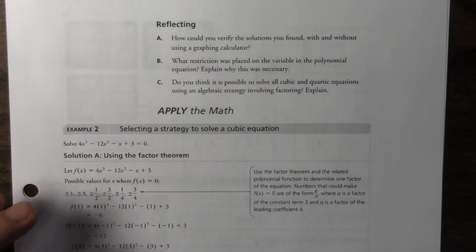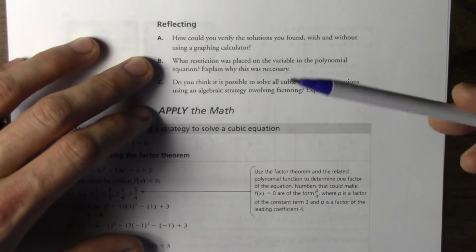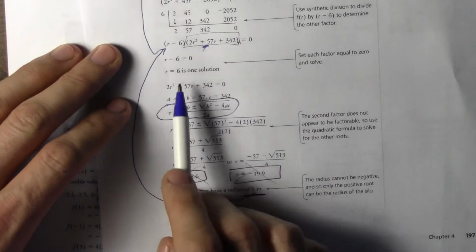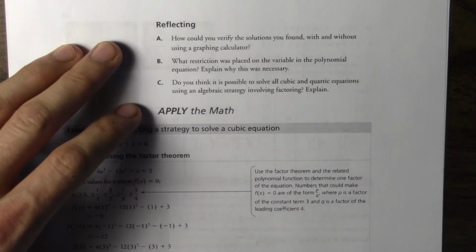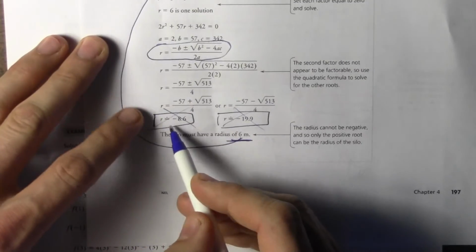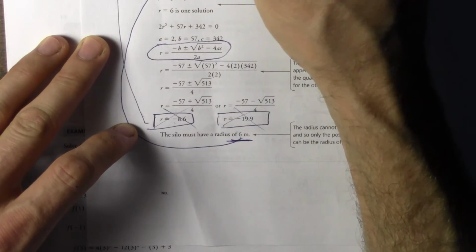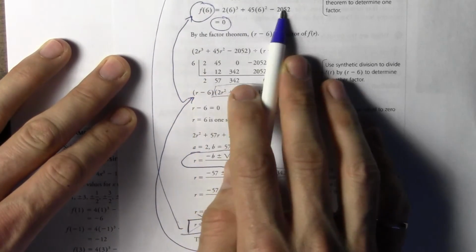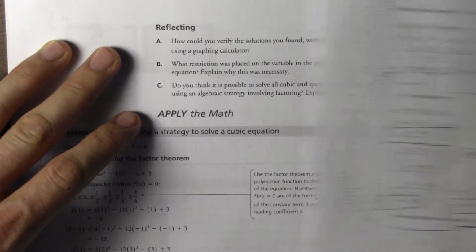So how could you verify the solutions you found with and without a graphing calculator? With the graphing calculator, we could graph it and then ensure that those radius values, negative 8.6, negative 19.9, and positive 6, all cross the x-axis, where the y value is 0. Without a graphing calculator, we could take these values and plug them into the original equation, which is back up here, and make sure we get 0. So if we plug in negative 8.6 into this equation up here, we should get 0. That's how we could verify it.